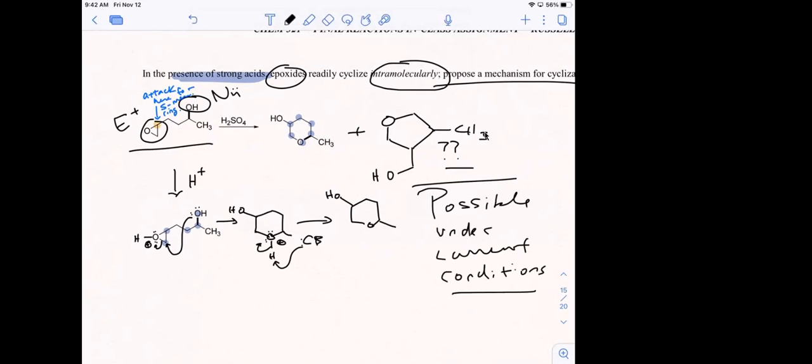So you're going to get the 6 and the 5, but more than likely the 5 will predominate, just because you're doing it under acidic conditions. But it's going to follow the same mechanism. It'll just attack at a different carbon.